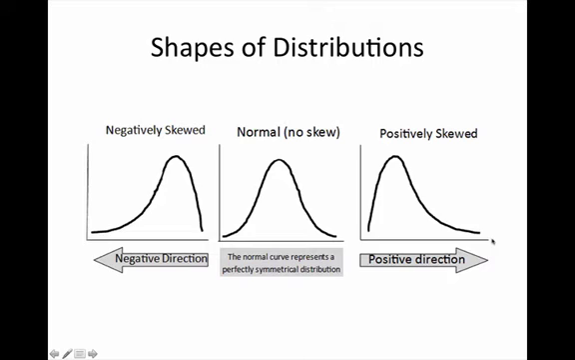And so when we're describing distributions, we're doing so according to the extent to which they are not normal. So a distribution either looks normal or it has some degree of skew.